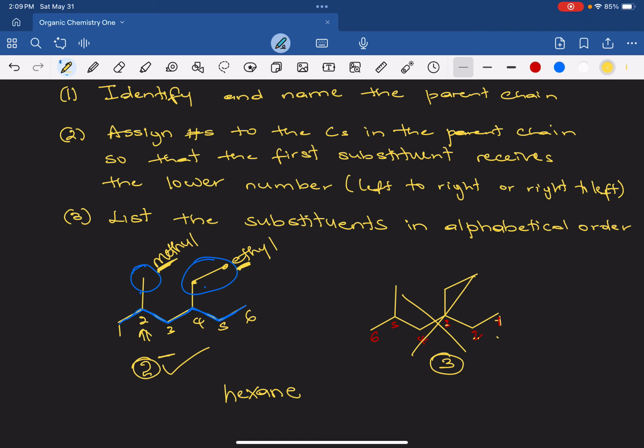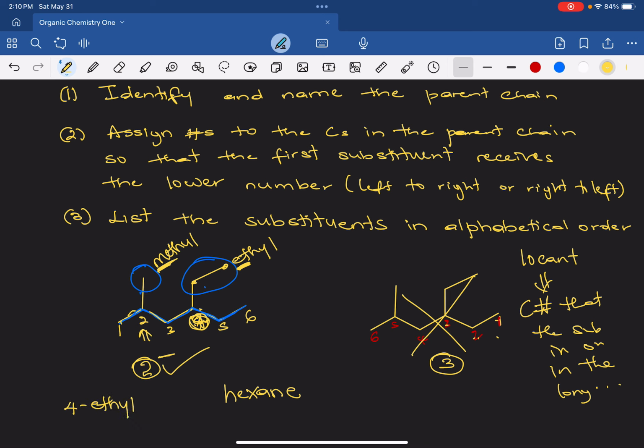All right. First and foremost, your ethyl group is on carbon number 4. Remember, once you write a substituent, it must have a locant. And the locant is the number, the carbon number that the substituent is on in the long chain of carbon, right? So 4 here is a part of your carbon chain. It's carbon number 4, and your substituent is on 4. So you must identify the carbon of the long chain that the substituent is on, which is 4. You cannot write a substituent without a number because it has to be on a carbon in the long chain. So you write 4 ethyl because E comes before M in the alphabet.